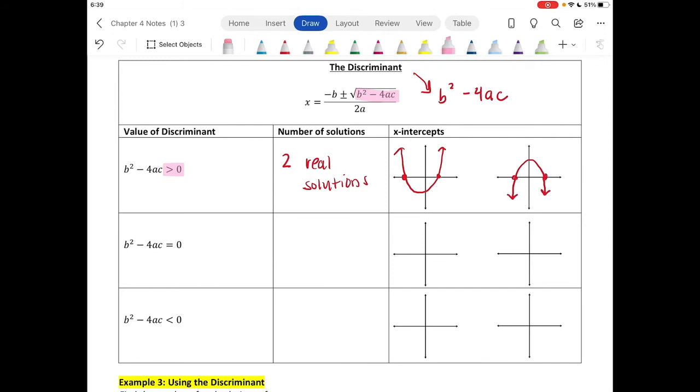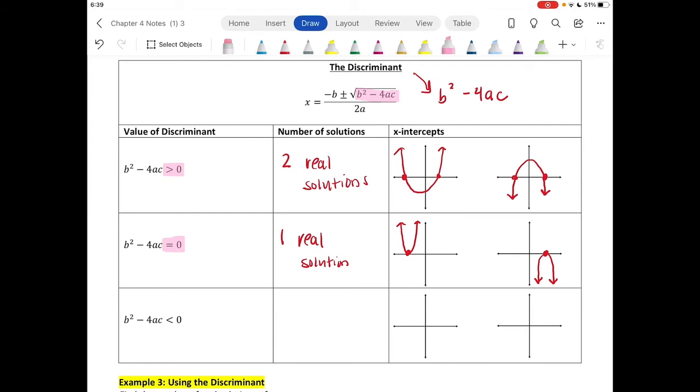If the value of our discriminant ends up equaling 0, then that means that we have one real solution. And the graph would look something like this. It touches the x-axis one time with its vertex, either opening up or opening down.